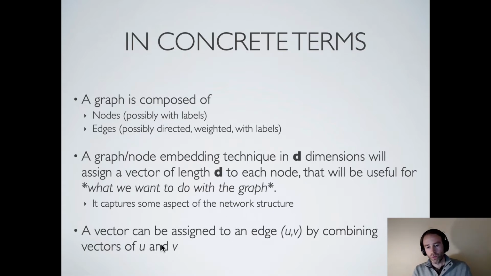If you do node embedding, you can also get a vector for edges by combining the vectors of the nodes. If you want to obtain a vector to represent the edge between n1 and n2, you can combine the vectors representing n1 and n2.